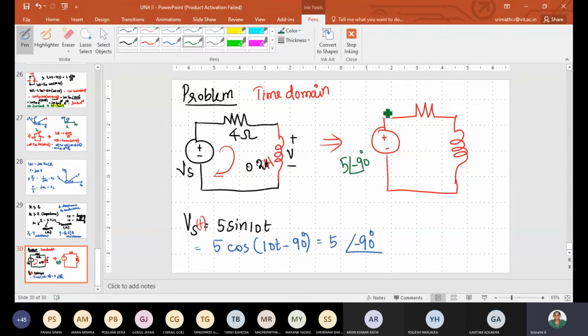Okay, this is 4 only because there is a resistance. You don't have any frequency component.